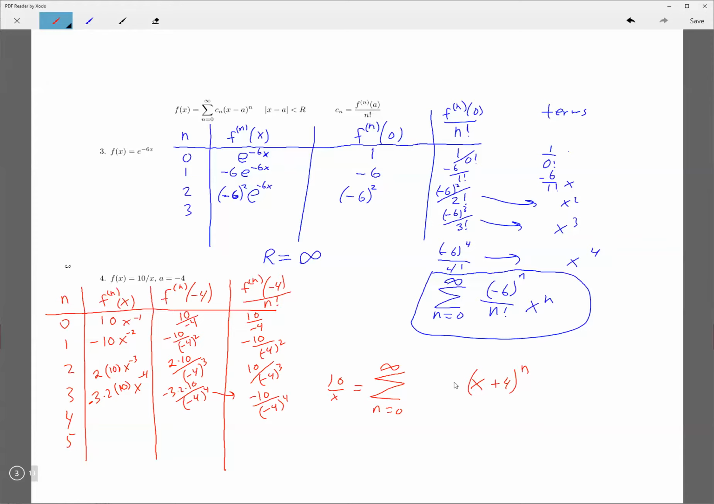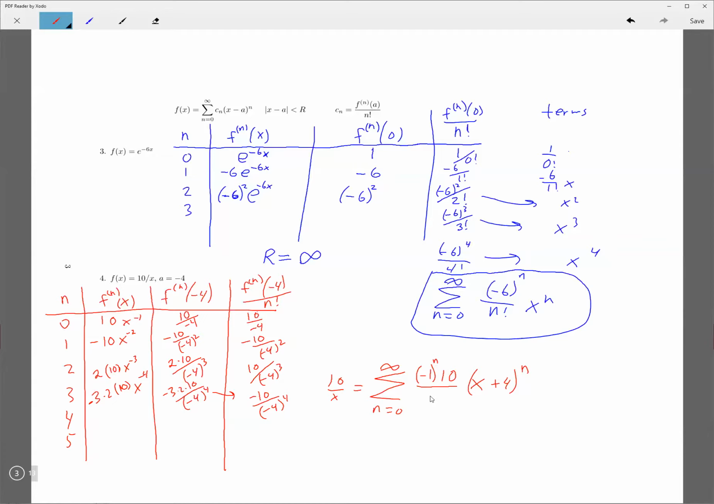Now, what's the coefficient going to look like? It's alternating, the numerator is alternating between 10 and negative 10. 10, negative 10, right? So we'll put a 10 there, and then we'll put a negative 1 to the n. That's going to work, because when it's 0, you want it to be positive, and when it's odd, you want it to be negative. The odds are negative, the evens are positive.